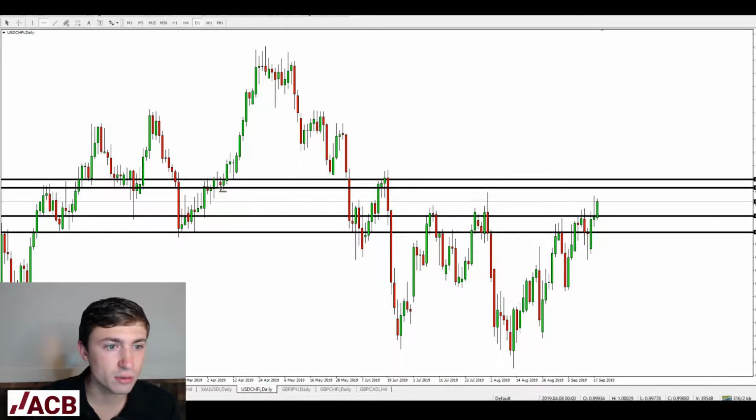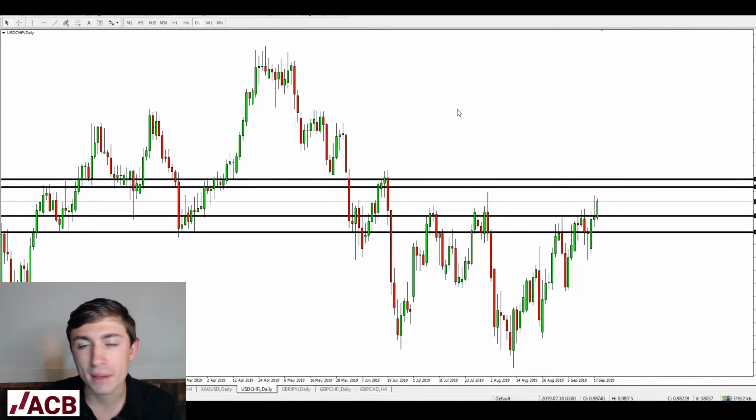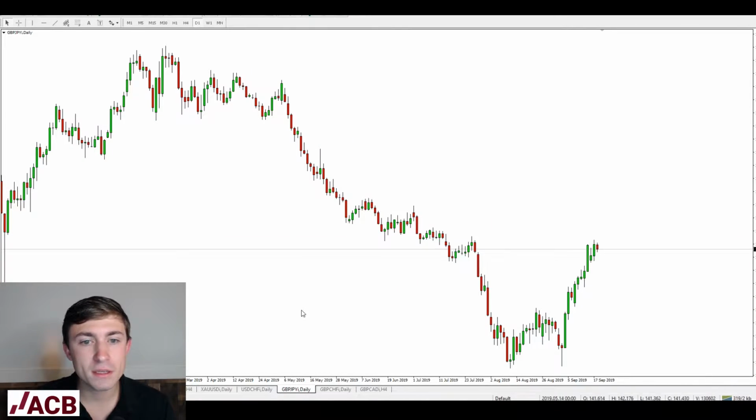This level here, historically, you can see that this zone up here, we might have a nice little continuation up to that point, which is another move on the intraday level of 35, 40 pips. So not bad at all. GBP JPY is our next one.